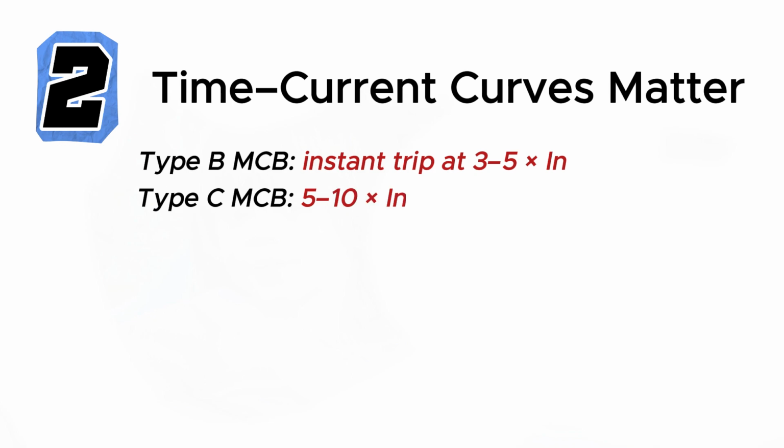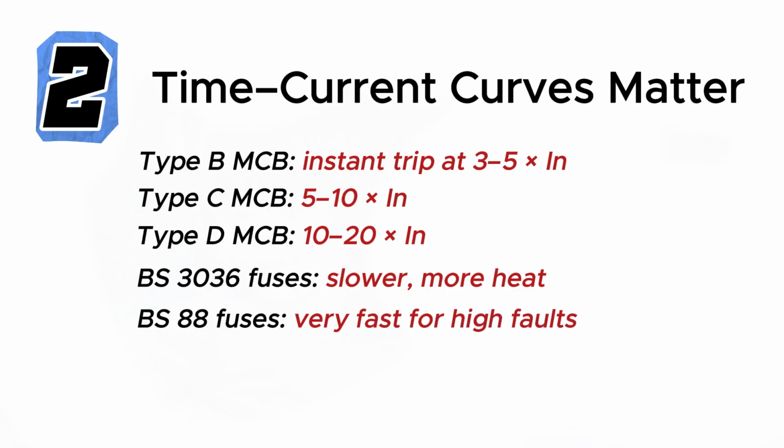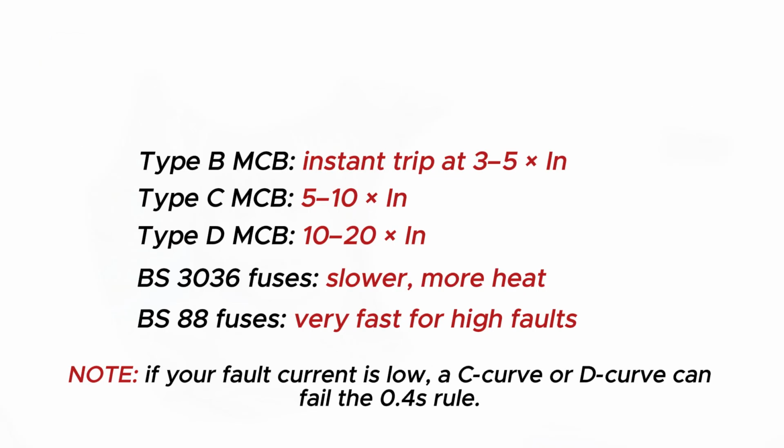2. Time current curves matter. Different devices react differently. Type B MCB, instant trip at 3 to 5 times In. Type C MCB, 5 to 10 times In. Type D MCB, 10 to 20 times In. BS 3036 fuses, slower, more heat. BS 88 fuses, very fast for high faults. So if your fault current is low, a C curve or D curve can fail the 0.4 seconds rule.